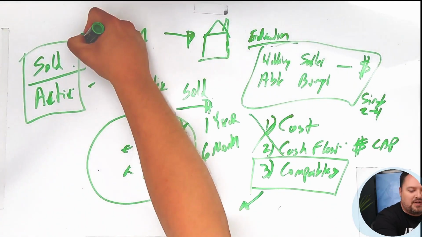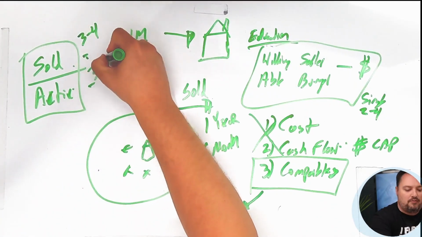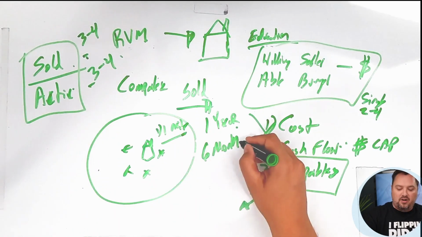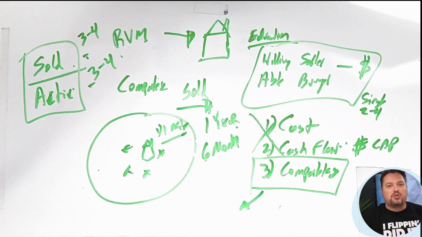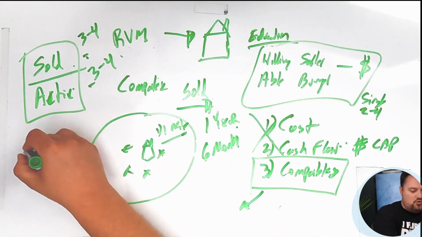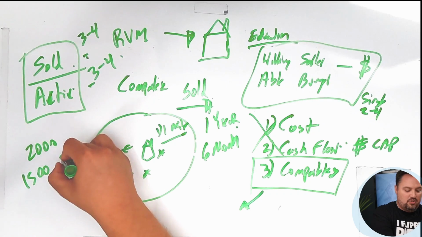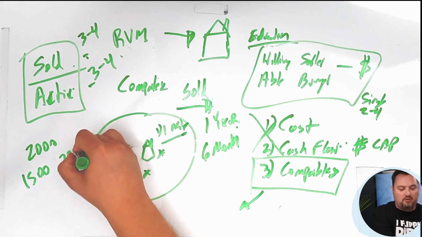I typically like to find 3 to 4 sold homes, 3 to 4 active homes within a 1 mile radius with no more than a year out from the time that it's sold. The closer the better, the more recent the better. And then I'm looking for similar properties, like for like. So for example, if this property is 2,000 square feet, I'm typically going to be looking for anything from 1,500 to 2,200, maybe 2,300 square feet.